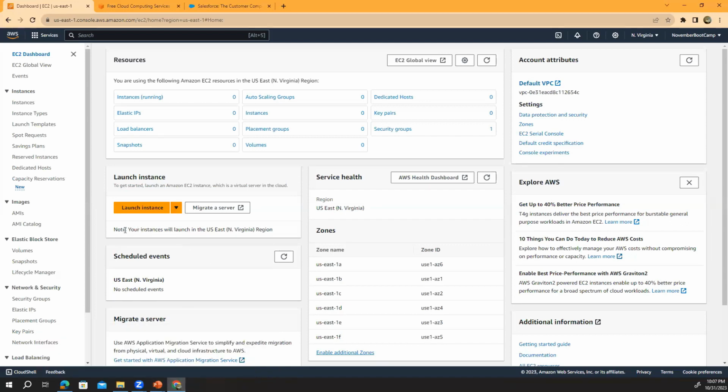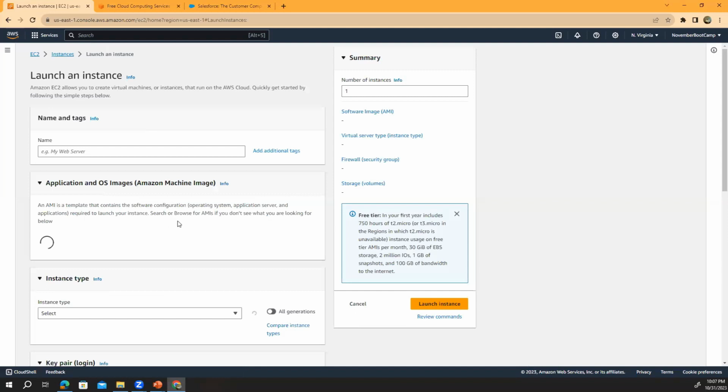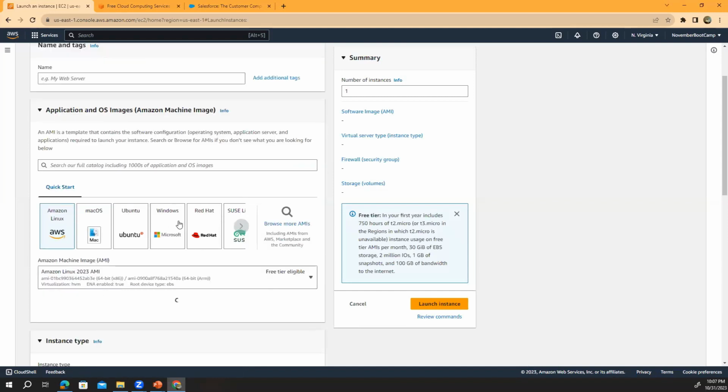So here, when you try to launch an instance, I need to mention in which region and which VPC you want to launch. Everything has to be specified. Suppose when you come down, 1 minute.